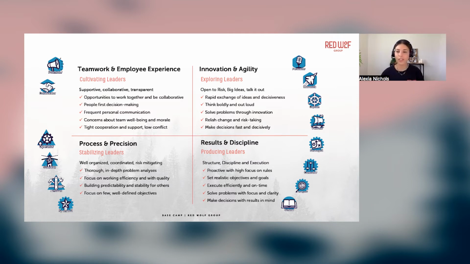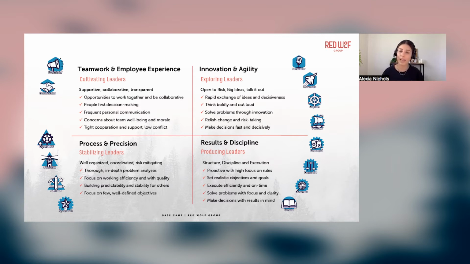So to start off with, the top left quadrant, teamwork and employee experience. If you sit in this quadrant, or your team members do, they would be referred to as cultivating leaders. And that's because people who typically sit in this top left quadrant are quite supportive, very collaborative in nature, and really open and transparent when it comes to communication. So for them, opportunities to work together and be collaborative will be really important. You've got your team players who are sitting here, thus the name teamwork. So they'll really want to work with and through others.